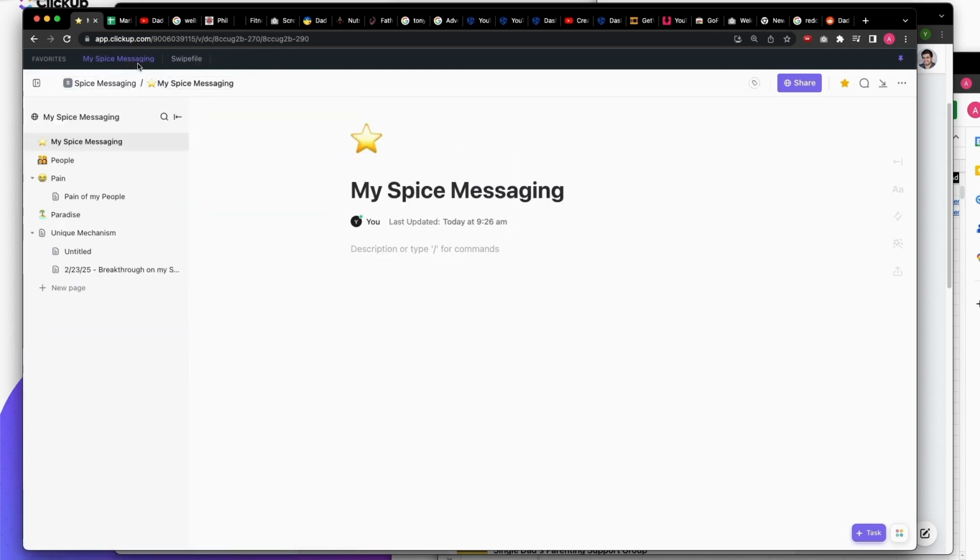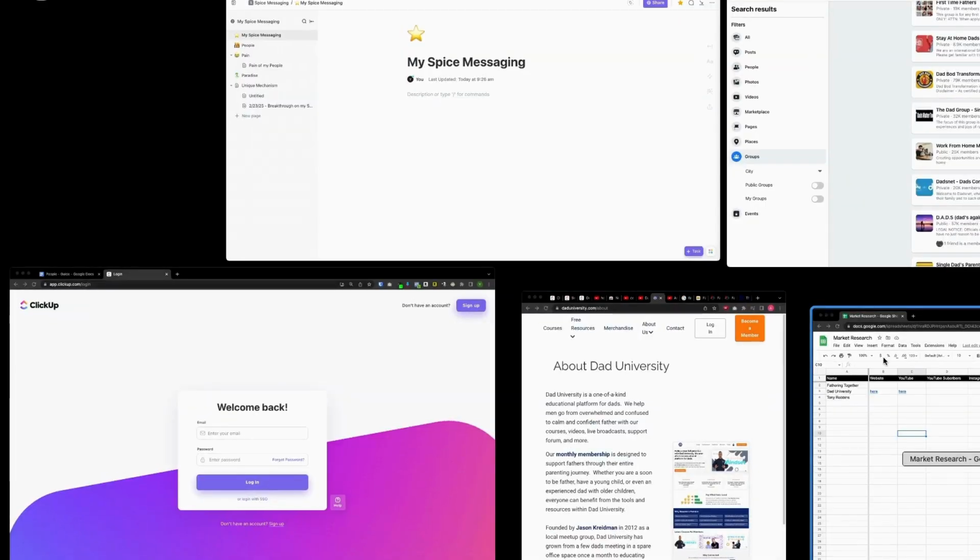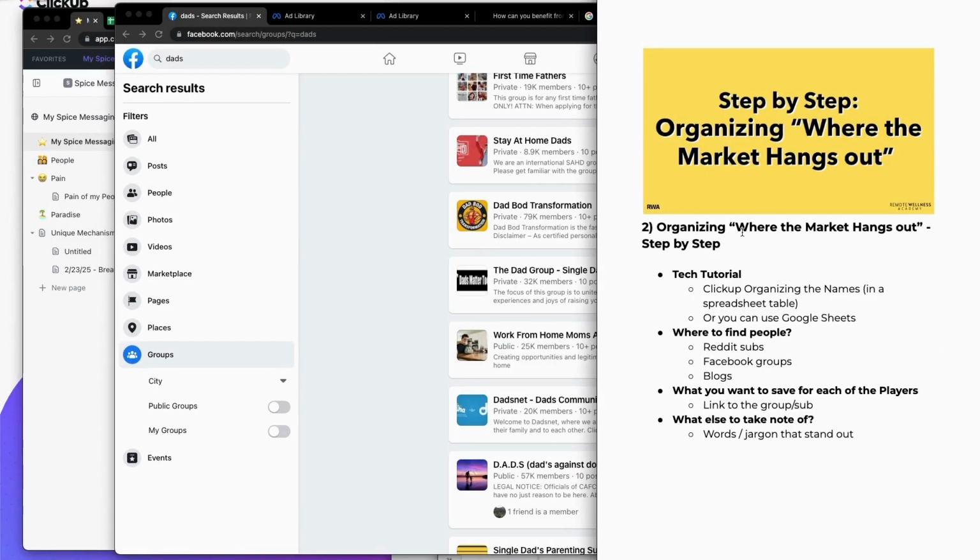Then I can go to my Spice messaging over here, type in some notes about, I had this eureka idea. What if I went ahead and created a Spice framework around this, because I was doing all of the research and I found that dads are really talking about this, and then I might put that jargon, that term, that vocabulary, right? Hey, dads are really into this. And then I might go ahead and put those terminologies there as well, okay? So that is what we are talking about when we talk about how to organize where the market is hanging out.